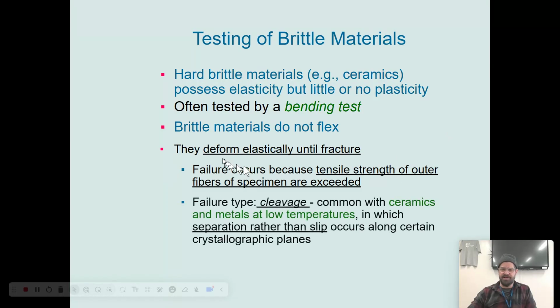And so this is what I was talking about a second ago. Failure occurs in any material because the tensile strength of the outer fibers is exceeded, right? It's how much they can pull apart that is exceeded, and eventually it's like a tensile test on the bottom and a compression test on the top. The bottom parts become pulled apart with too much force, and they give, and they fracture.